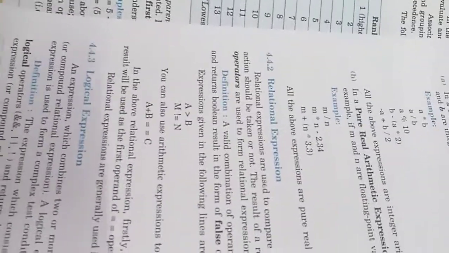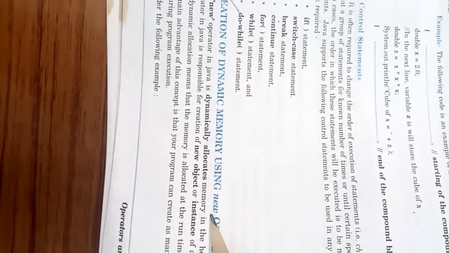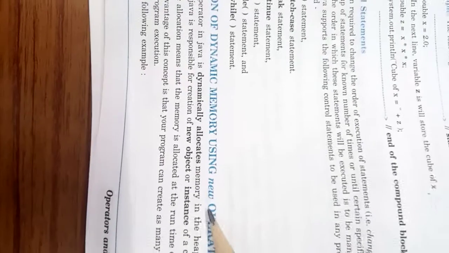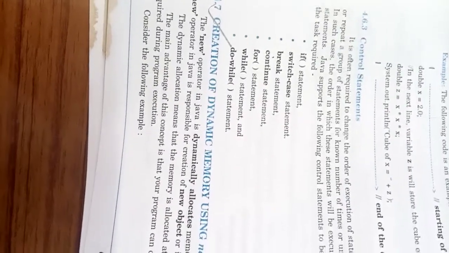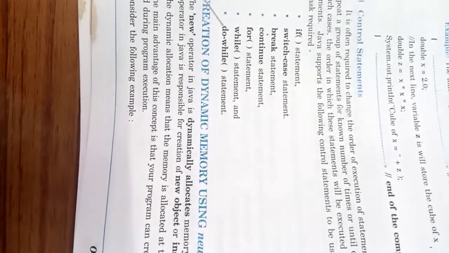Now the next topic of the chapter is the special operators. As I told you, two new special operators: new and dot. First we will discuss the new operator. The new operator in Java dynamically allocates memory in the heap. In other words, the new operator in Java is responsible for creation of a new object or instance of a class.